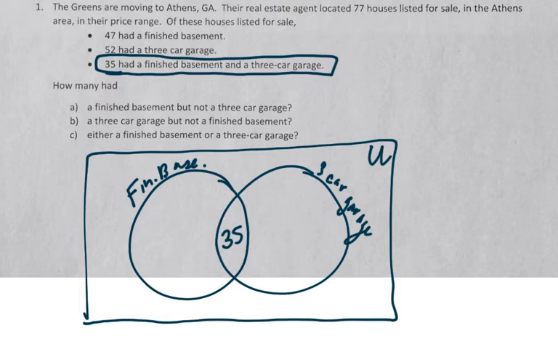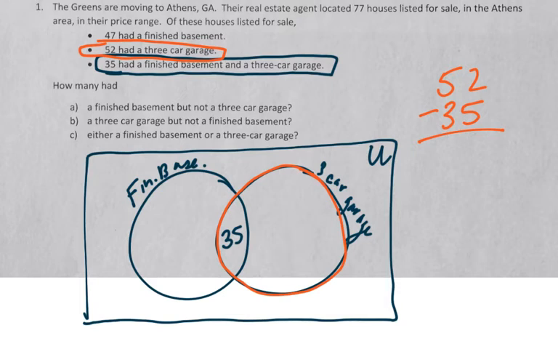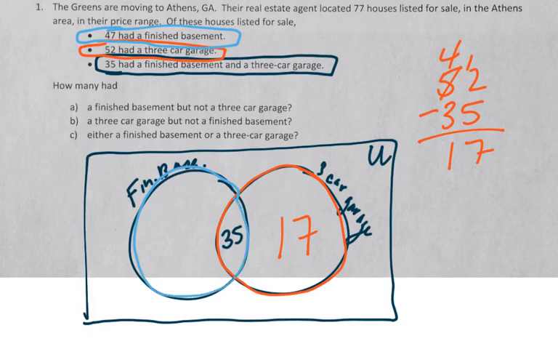So then they tell us that 52 had a 3-car garage. So that means that, I'm kind of working backwards, in this entire circle, there is going to be 52. So 52, take away the 35 that has both, and we find out how many are left. So we're going to subtract, and we end up with 17. Okay. Now we're told that 47 had a finished basement. So in the finished basement set, we know that that total needs to be 47. But we've already accounted for 35. So we subtract to figure out how many are remaining to fill this circle.